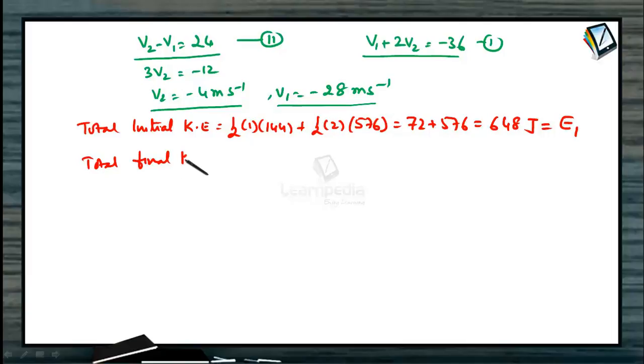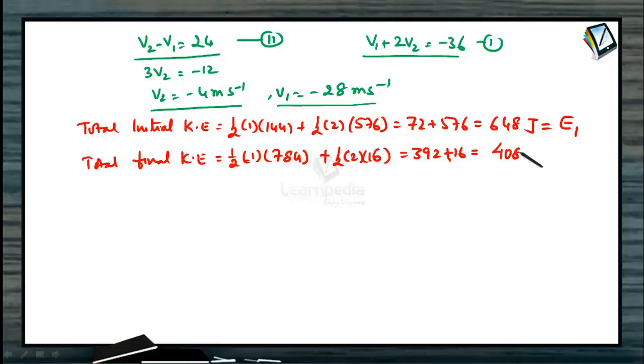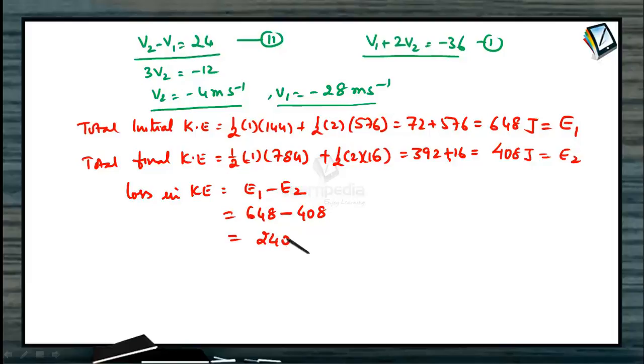Total final kinetic energy: half of 1 into v1 squared, 28 squared, 784, gives 392, plus half of 2 into 4 squared, 16. 392 plus 16 is equal to 408 joules. Let me call this E2. Loss in kinetic energy is equal to E1 minus E2, 648 joules minus 408 joules. So this is 240 joules. This is the loss in kinetic energy. So loss is equal to 240 joules.